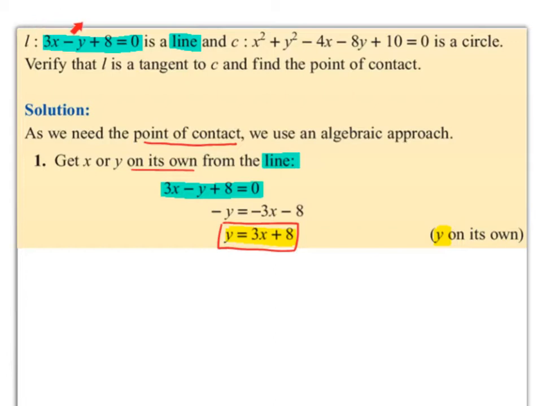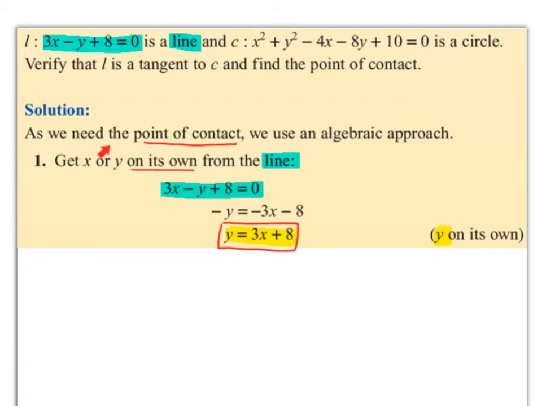L, 3x minus y plus 8 is equal to 0, is a line. And C, x squared plus y squared minus 4x minus 8y plus 10 is equal to 0, is a circle. Verify that L is a tangent to C and find the point of contact. As we need the point of contact, we use an algebraic approach.